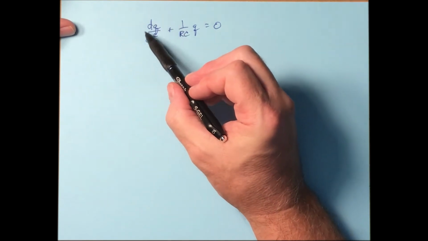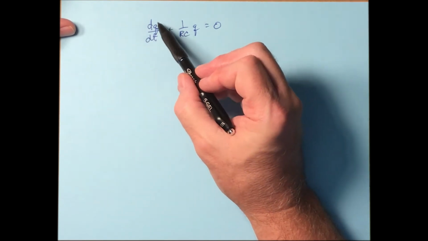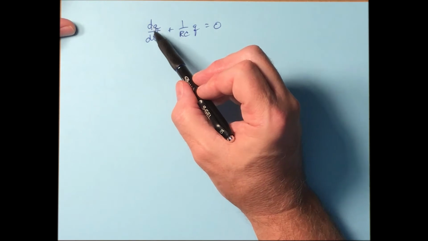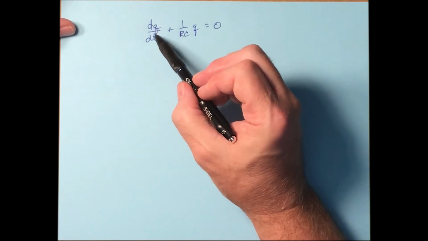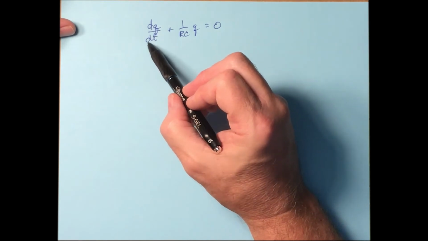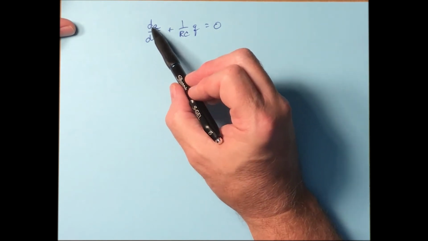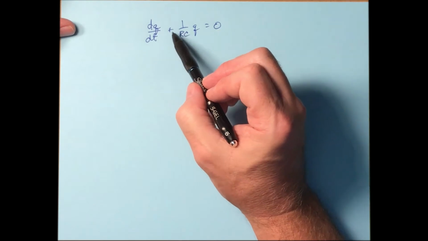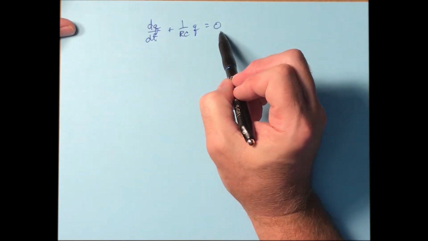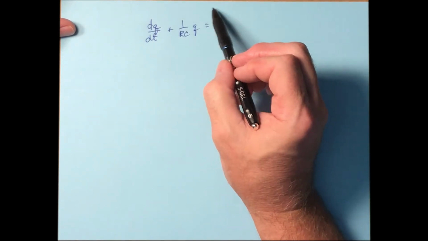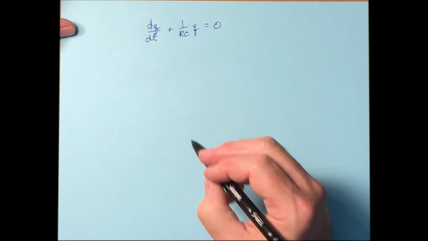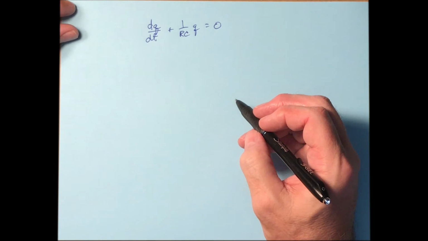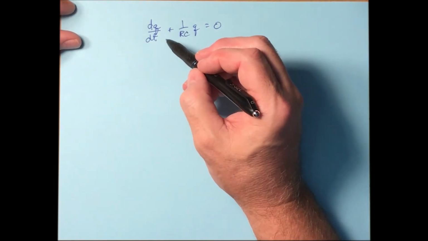First order means that it has a first order derivative, so there's not a second derivative, there's only a first derivative here. It is ordinary because it has regular derivatives and not partial derivatives. And it is homogeneous, which is just a fancy way to say it's equal to 0. So this is a first order ordinary homogeneous differential equation, and the way you solve it is through a technique called separation of variables.